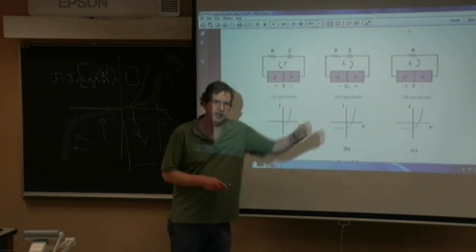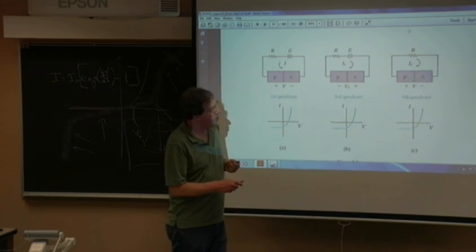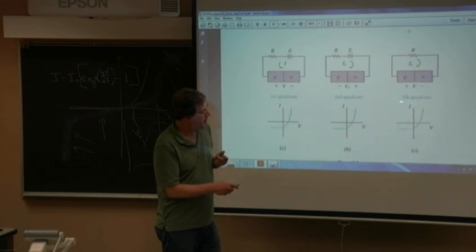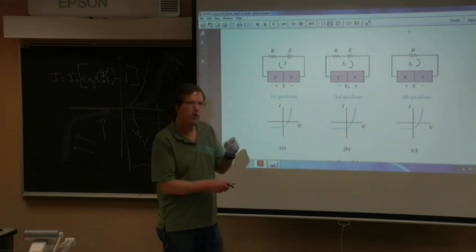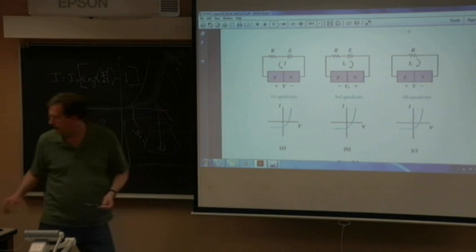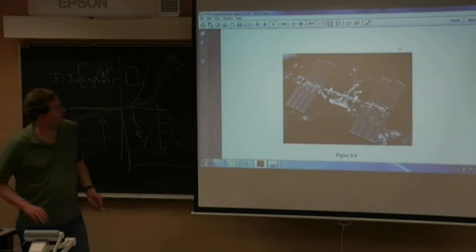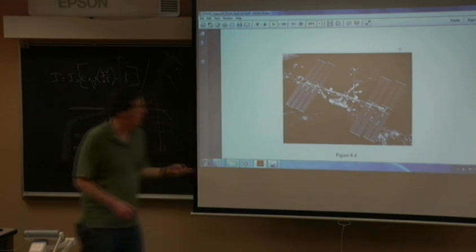Now, if I want to make a solar cell, I don't want to waste energy putting a bias on it. So the PN junction is just allowed to float. And so it actually makes me operate in the fourth quadrant. And so that induces this photovoltage, the photovoltaic effect. And solar cells, for instance, are used very robustly on the space station and all that.